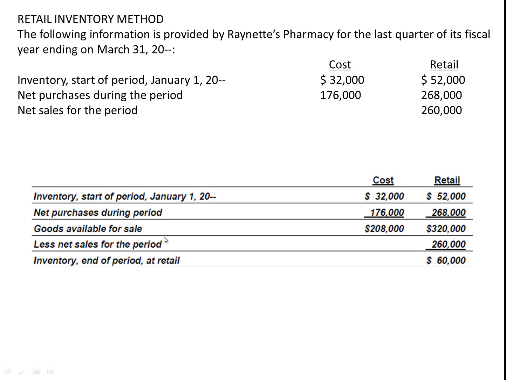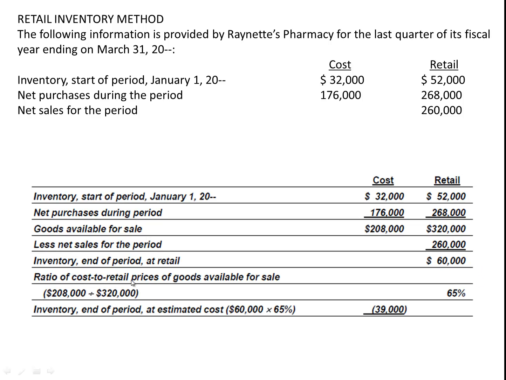Then we're going to subtract out our net sales for the period. Our net sales were $260,000. That doesn't mean we sold everything we had and only sold it for $260,000 instead of $320,000. It just means what we did sell, we sold for $260,000. You're going to notice that we have an ending inventory here, and our ending inventory at the end of the period is the difference between those two. It's $60,000 at retail.